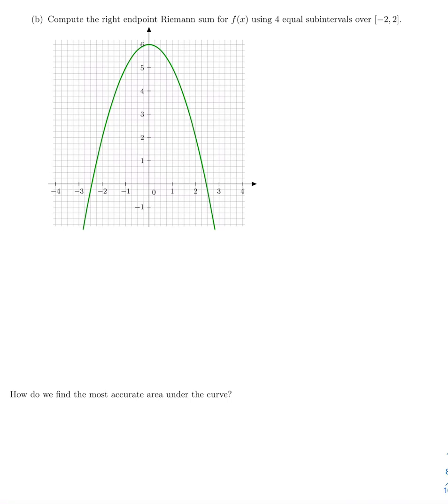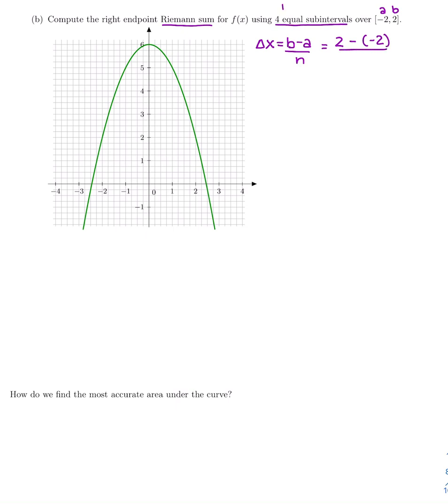For this one, we're going to compute right endpoint Riemann sums instead of left endpoint for f of x using 4 subintervals on the interval from -2 to 2. So first of all, anytime we read that we have a Riemann sum, that to me means I need to start by finding delta x, b minus a over n. So for this one, we have a to b, so b is 2, minus a is -2, over n, the number of subintervals.